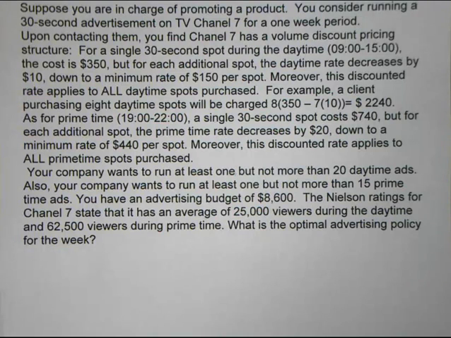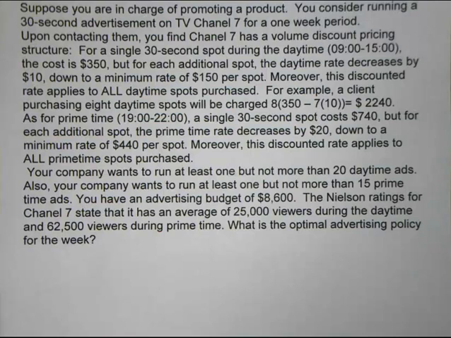Your company wants to run at least 1, but not more than 20 daytime ads. Also, your company wants to run at least 1, but not more than 15 primetime ads. You have an advertising budget of $8,600. The Nielsen ratings for Channel 7 state that it has an average of 25,000 viewers during the daytime and 62,500 viewers during primetime. What is the optimal advertising policy for the week?